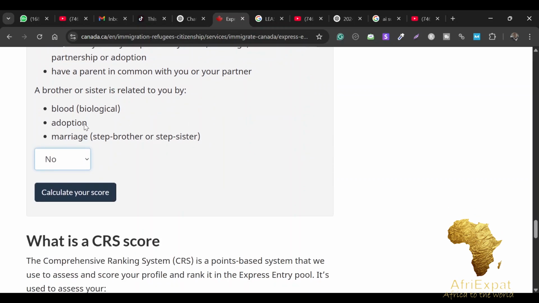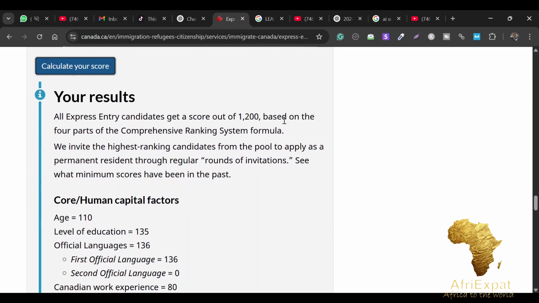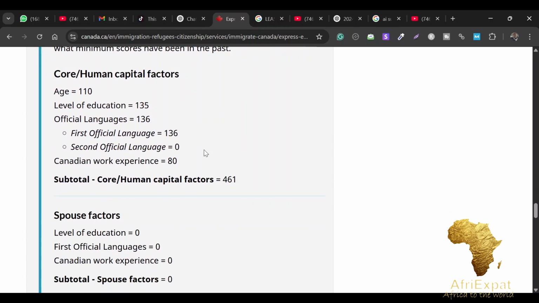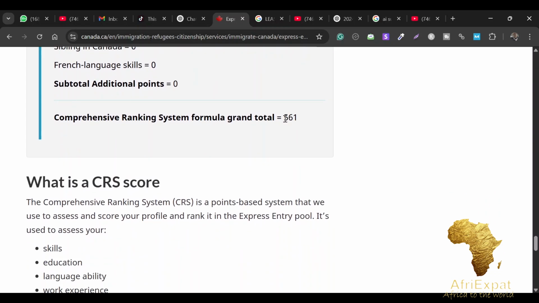So at the end of the day, let me click on this button to calculate my score. So this is my result. Total score, like I mentioned, is 1,200. So let me see what my overall score is here. So overall score is what? 561. The Comprehensive Ranking Score for me is 561, which is actually a good score.